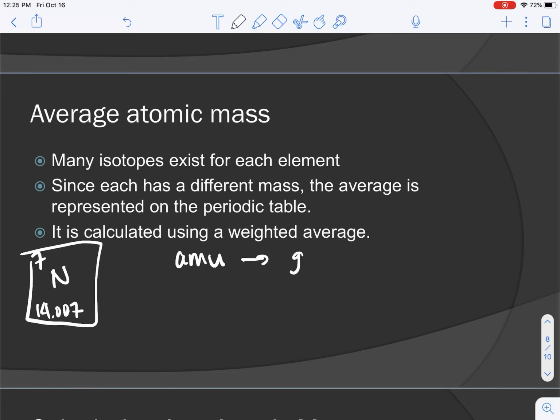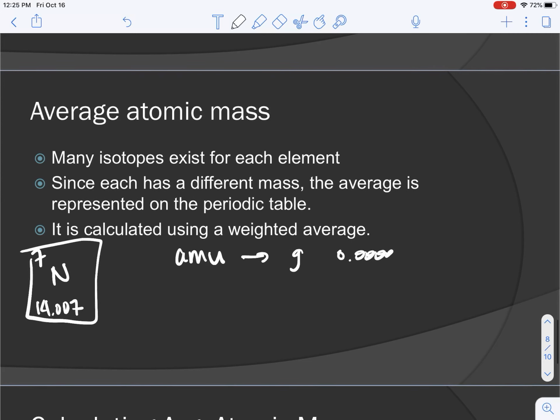We don't really do that in this class, but it's just an easier way of saying it, because an actual atom of nitrogen does not weigh a lot. So instead of saying it weighs 0.0000 and then a bunch of zeros grams, which would get very, very long, they just say it weighs 14 AMUs, which is a shorter way. You can convert between them, but it's not really important for this class. If you see AMU, that's what they're talking about.